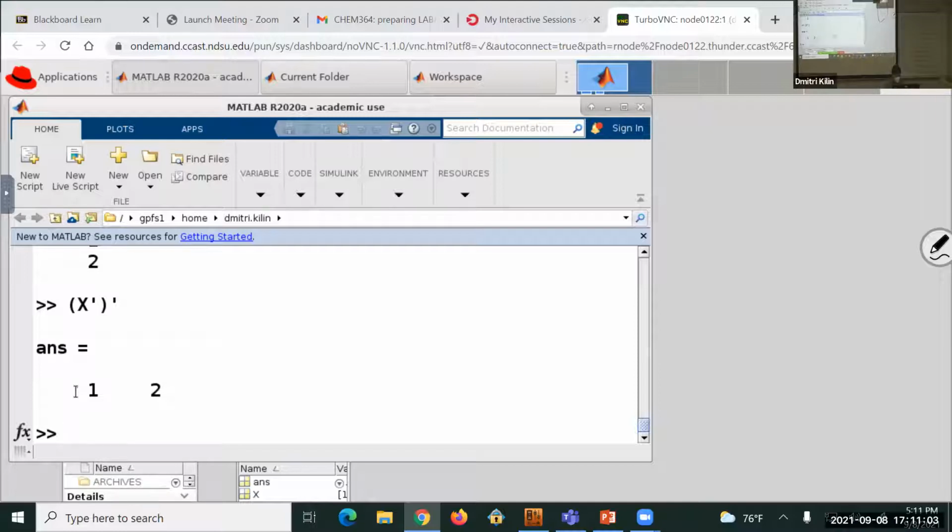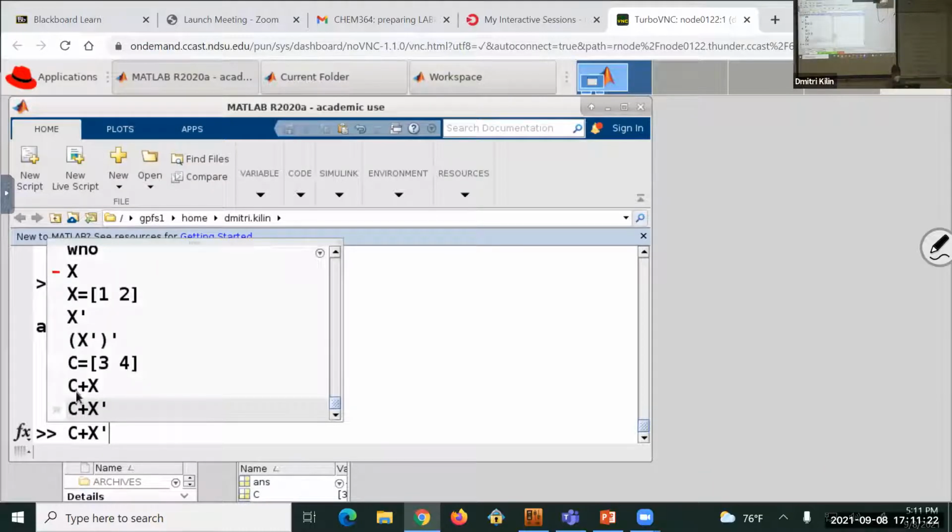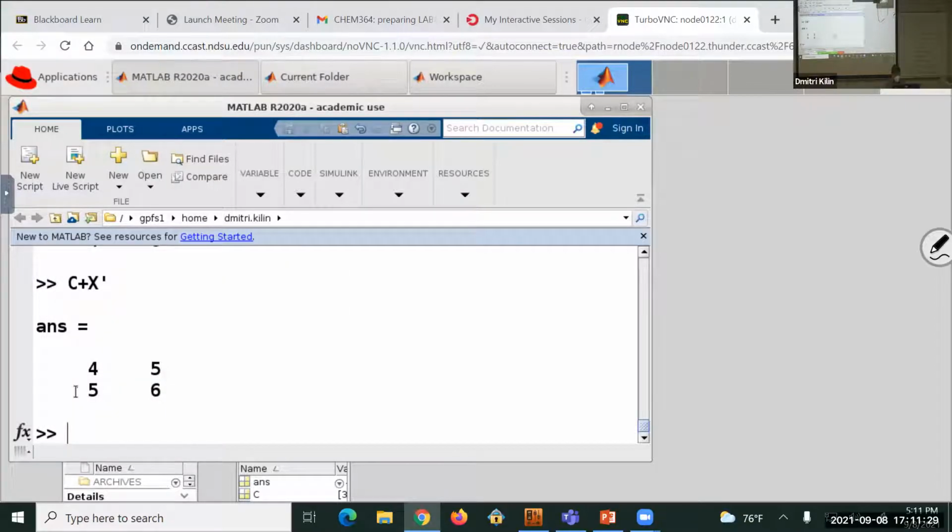Okay, so if I set up another vector, then I can maybe add them together and it works. But if I try to add together a transposed one, it changes dimensionality, so I wouldn't do it. So, C and X.